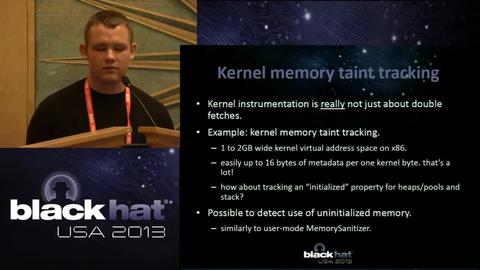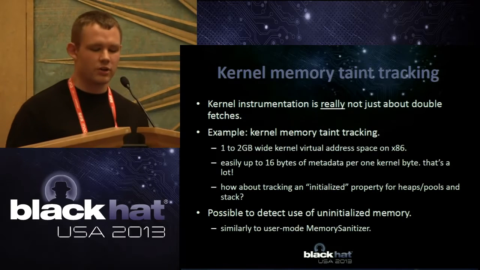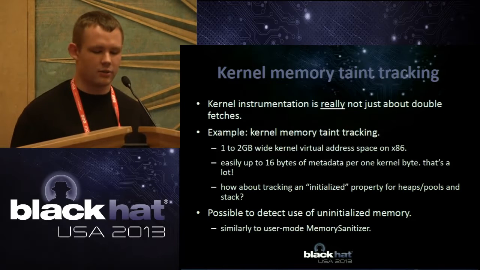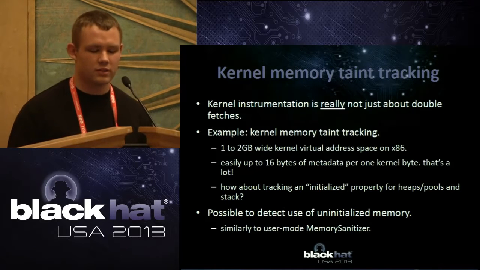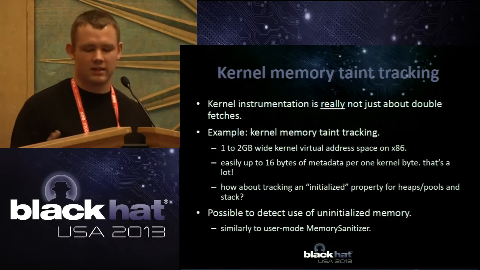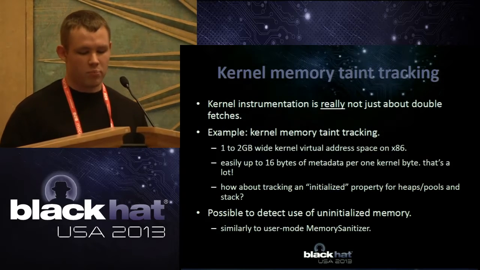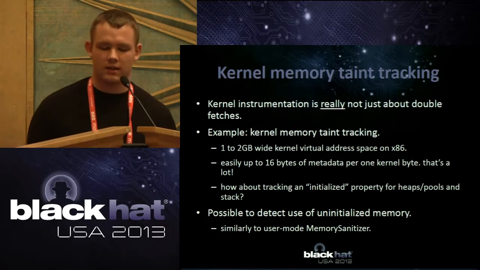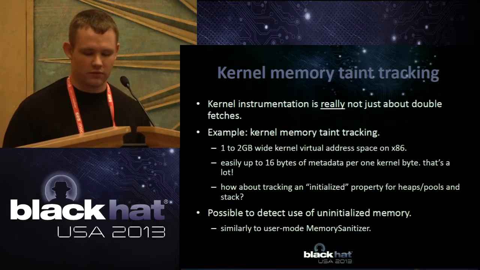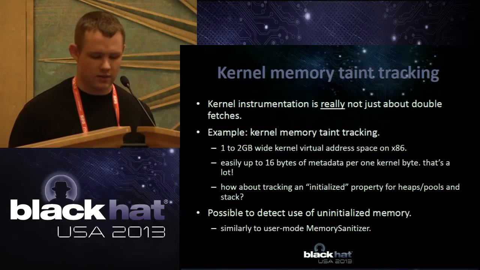So for example, one potential application could be doing taint tracking of kernel memory. On 32-bit Windows, for example, or any other operating system, you have a 1 to 2 gigabyte wide kernel address space, which is not too much. Considering the current amounts of RAM that you can have in your computer, you can easily have up to 16 bytes of shadow memory describing a single kernel byte, which is a lot of information that we could store there. And so, for example, how about tracking the initialization property of heaps, pools and stack that reside in the kernel, and trying to find some bugs using this?